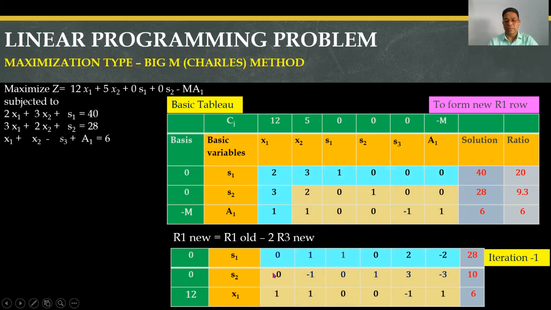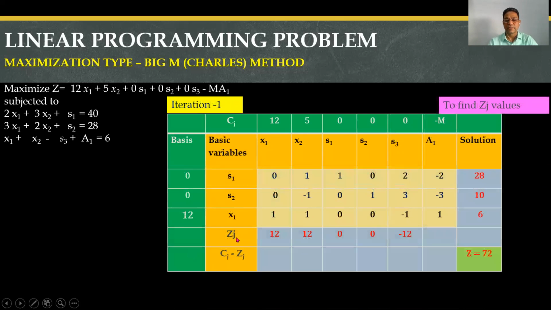Okay. Now this entry will be written here in the next table like this. So we have S1, S2 and X1. Which are the basic variables? S1, S2, X1. So under S1 we have this, under S2 we have this, and under X1 we have this. So S1, S2 and X1 will form the identity matrix. And if we now find the ZJ values, the ZJ values are 12, 12, 0, 0 and minus 12. And what is the value of Z? Z is equal to 72.